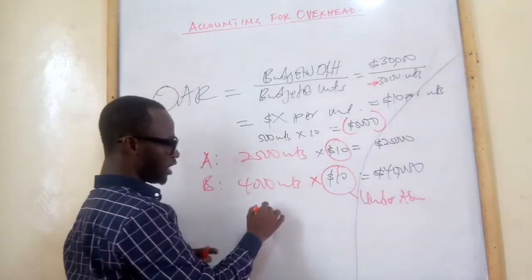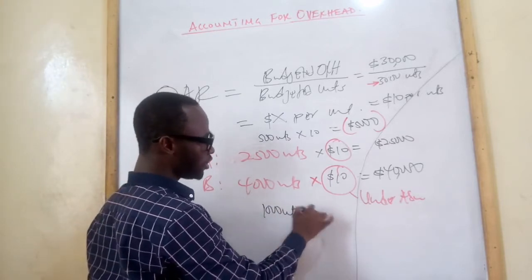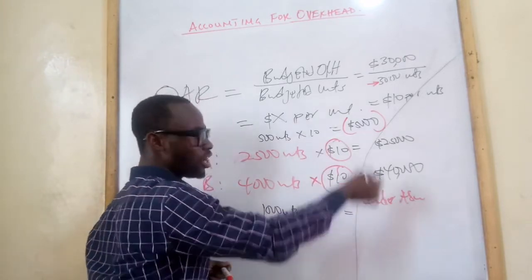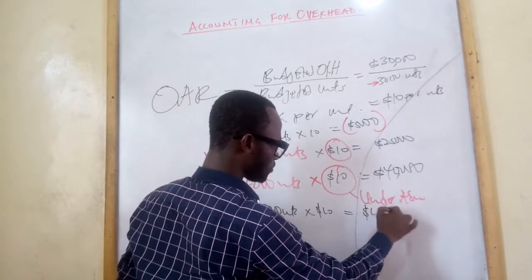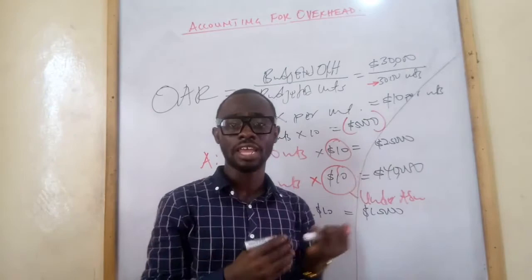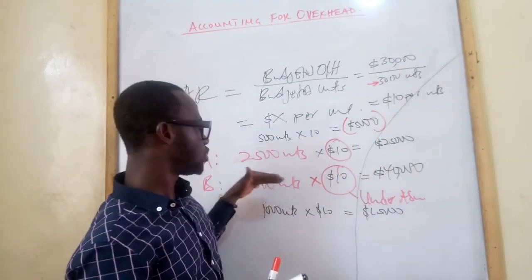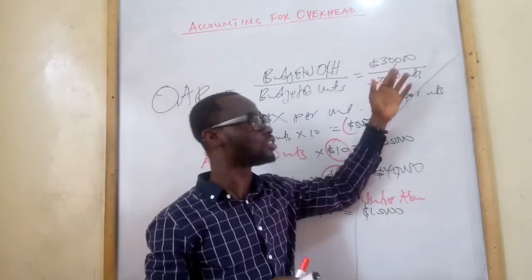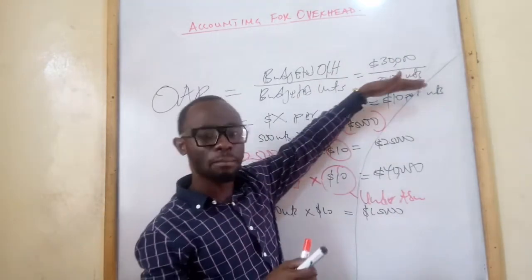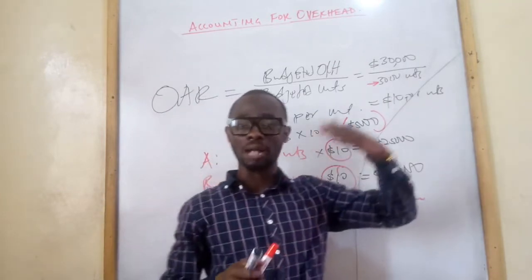So because it has been under-absorbed, we find a difference, which in this case is 1,000 units. This 1,000 units by $10 gives us 10,000. That 10,000 will be added back to cost because overhead has been under-absorbed. It should have been 30,000 over 4,000, but it was 30,000 over 3,000.